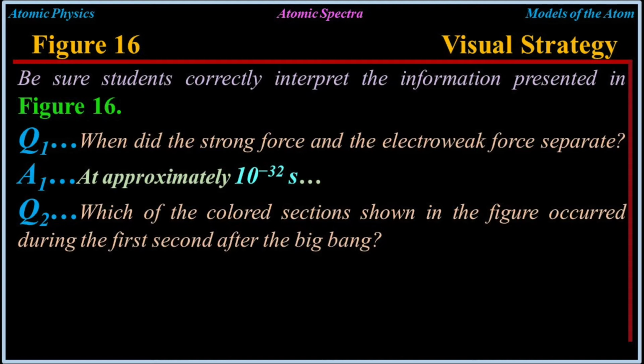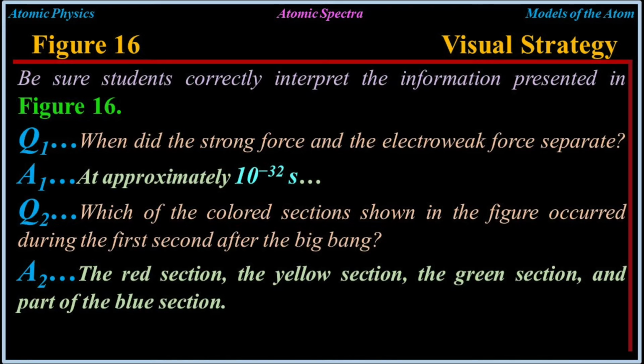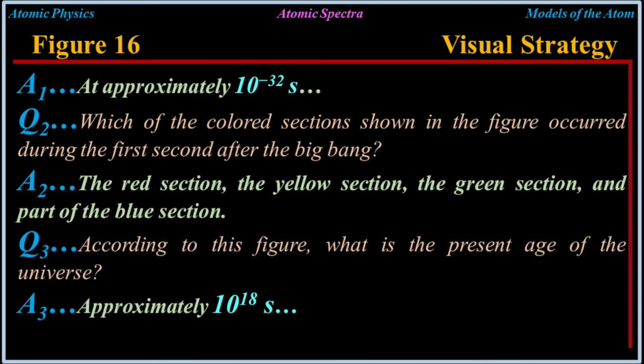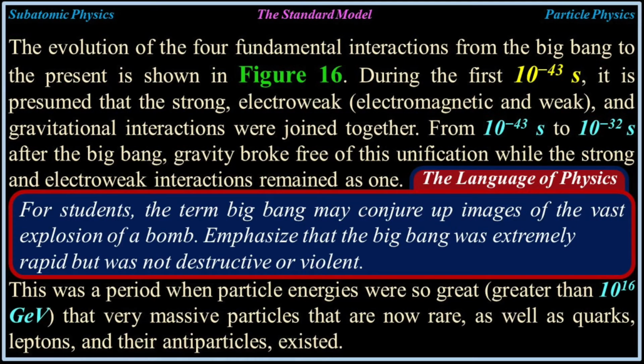Which of the colored sections shown in the figure occurred during the first second after the Big Bang? The red sections, the yellow sections, the green sections, and part of the blue section. According to this figure, what is the present age of the universe? Approximately 10 to the 18 seconds. The age of the universe is approximately 10 to the 18th seconds.